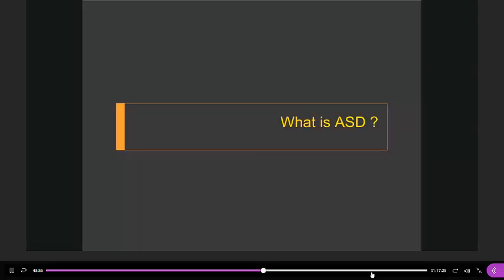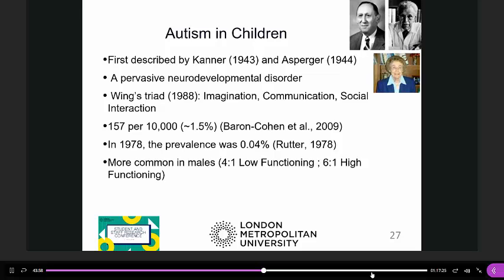Now, what is ASD? ASD is the abbreviation for autism, and autism was first described by Kanner and by Asperger in the 40s. It's also a pervasive neurodevelopmental disorder, but the impairments are very different. It is an impairment in imagination, communication, and social interaction. That's Lorna Wing's triad.